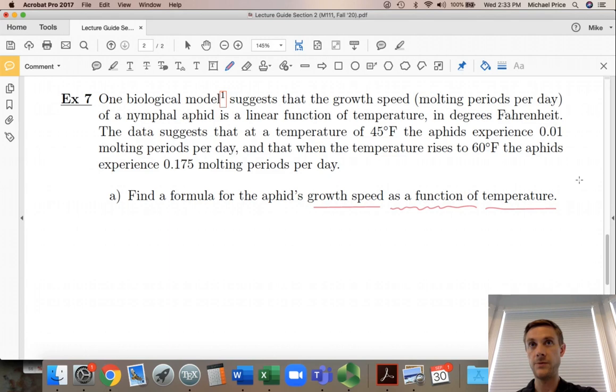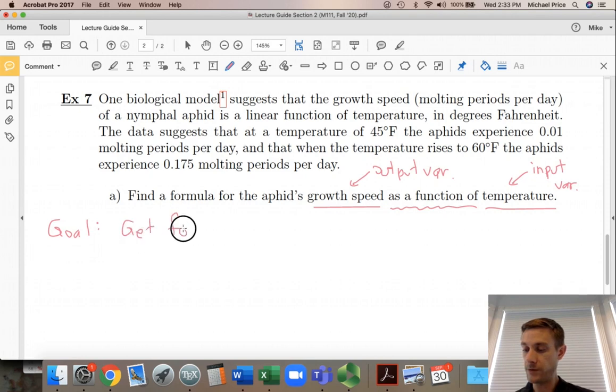And one of the nice things to unpack from this phrase is that the first thing that gets mentioned is supposed to be our output variable. So this is what we're measuring as the output of this function. And then the temperature, or whatever it is that comes second, but temperature in this case, is the input variable. And then they're saying we're supposed to make a function out of these two things, with growth speed as the output and temperature as the input. So let's get that cataloged. So we need a formula.